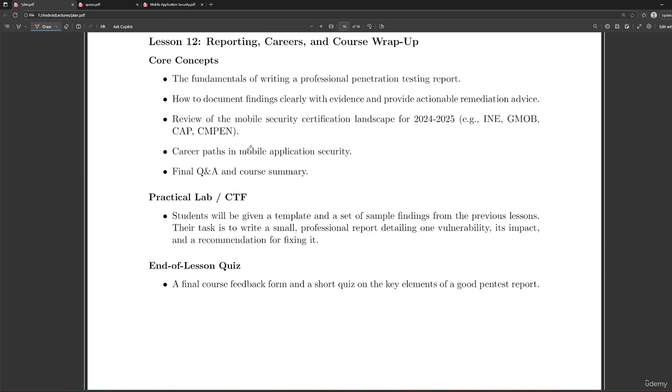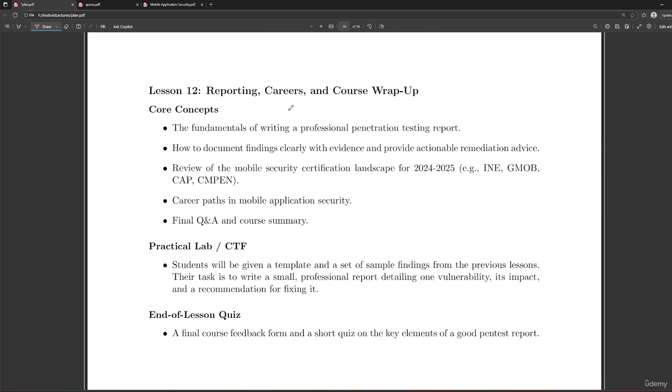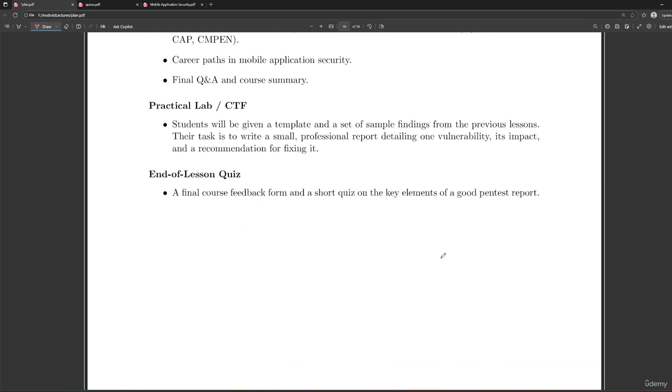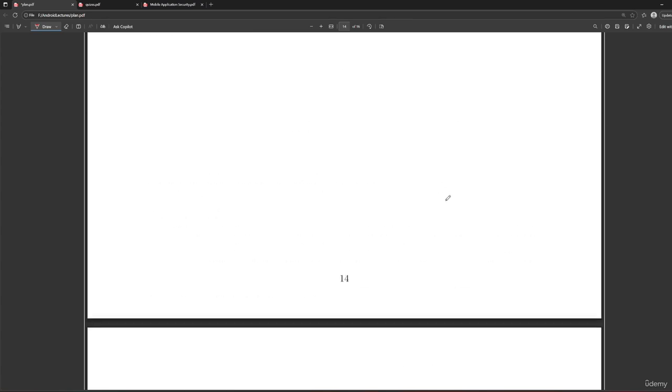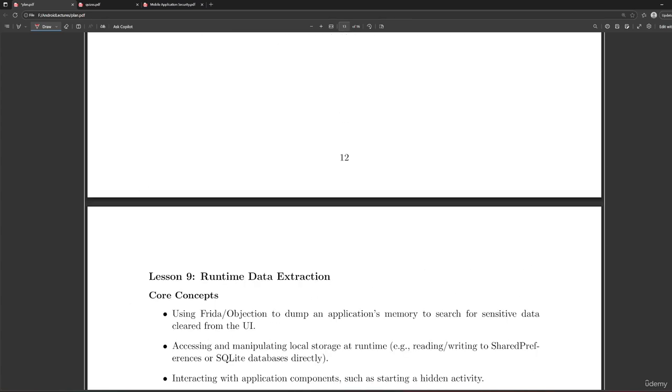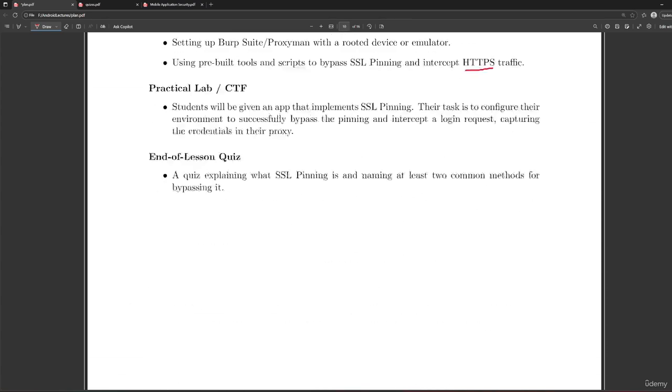And then in the last section, I will be talking about reporting, and I will be summarizing everything we have talked about in the course. This will be the final lecture. So this is the summary of the entire course, what we will be talking about.